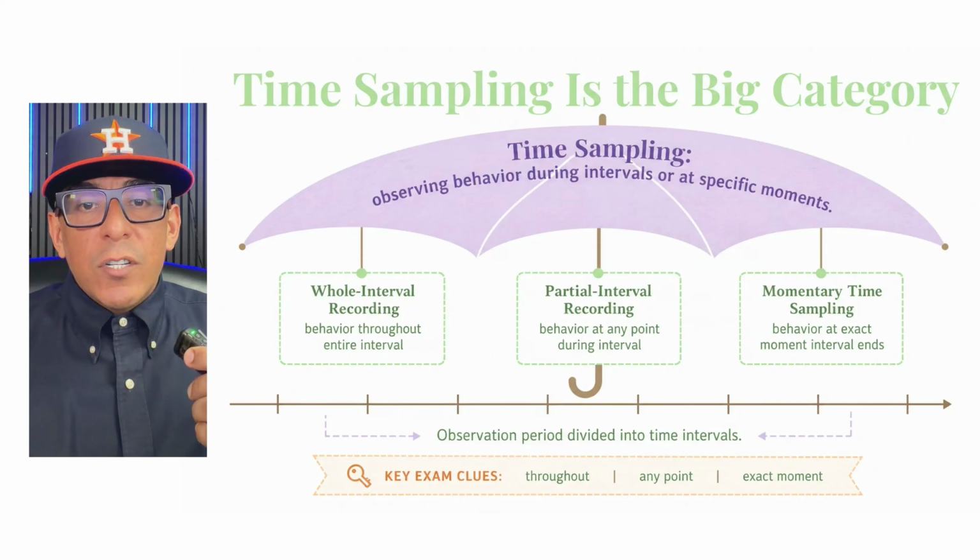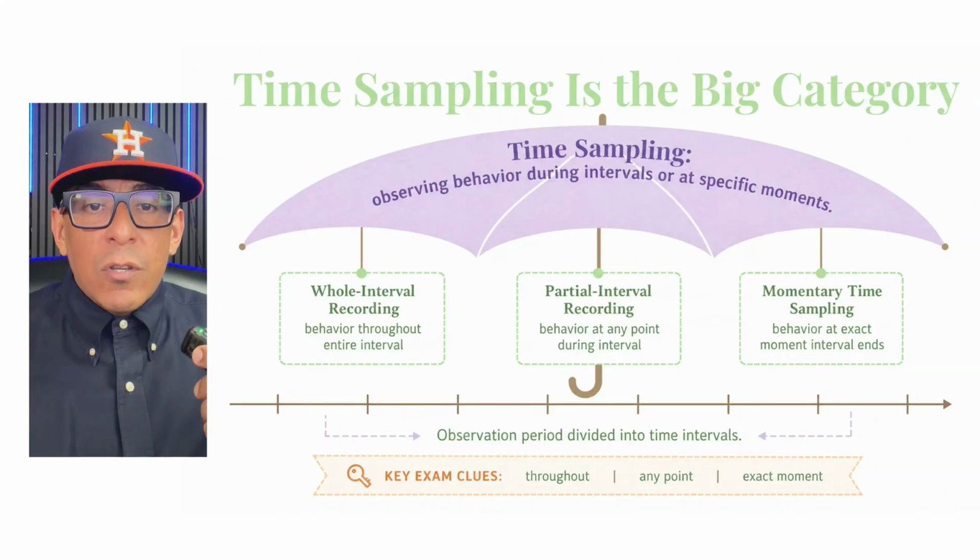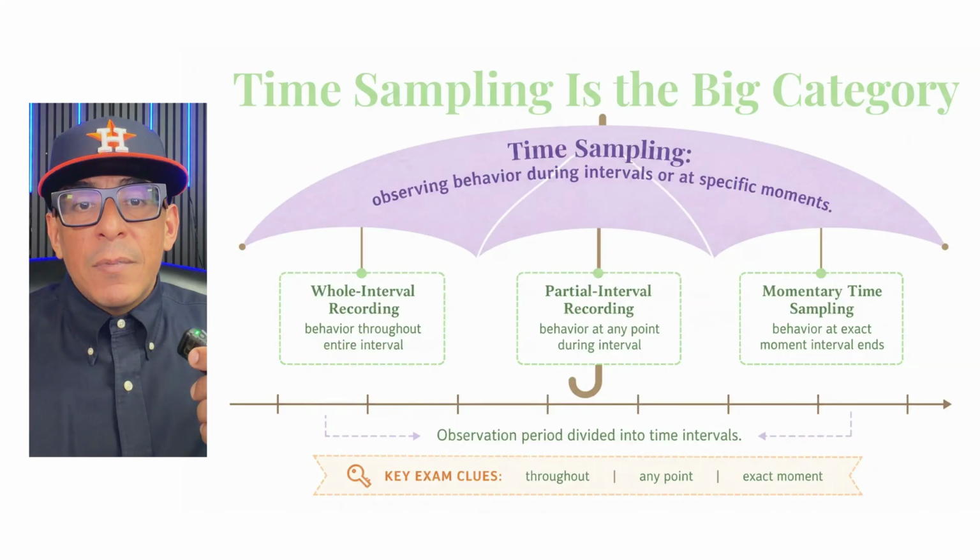The basic procedure is to divide the observation period into time intervals and then record the presence or absence of the behavior within or at the end of each interval. Applied behavior analysts use three forms of time sampling: whole interval recording, partial interval recording, and momentary time sampling.